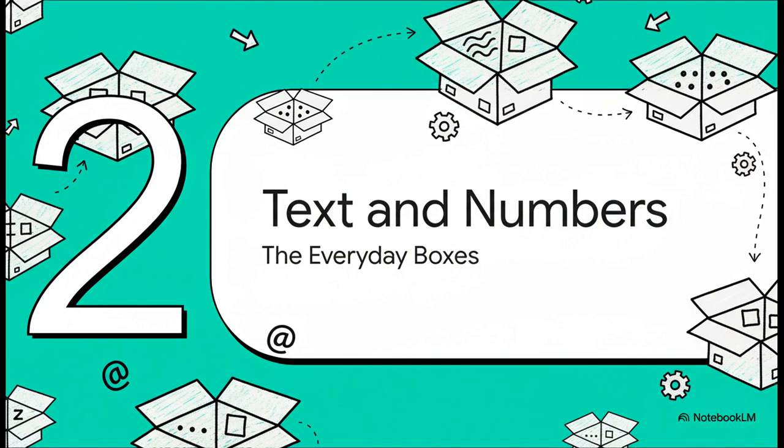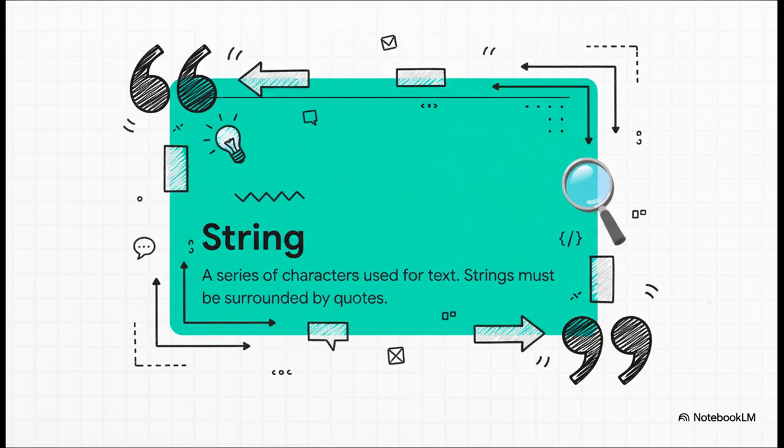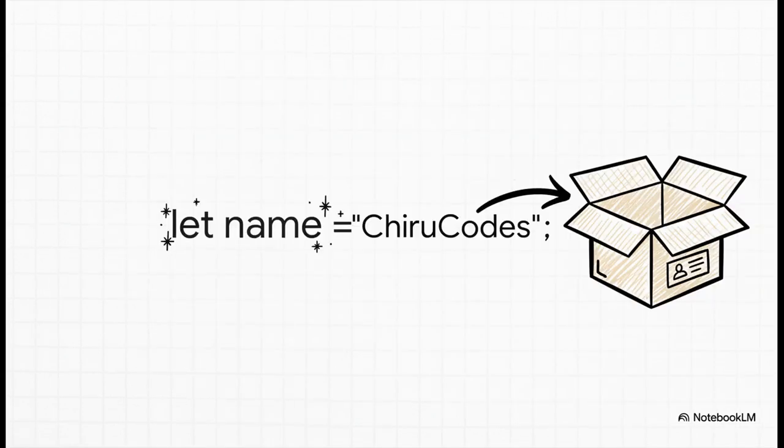These are your workhorses, your bread and butter, the ones you'll be reaching for constantly when you're writing code. First up is the string. This is your text box. Anytime you want to store a word, a sentence, somebody's name, really any piece of text, you put it in a string. And here is the one rule you just cannot break. You have to tell JavaScript it's text by wrapping it in either single or double quotes. That's non-negotiable.